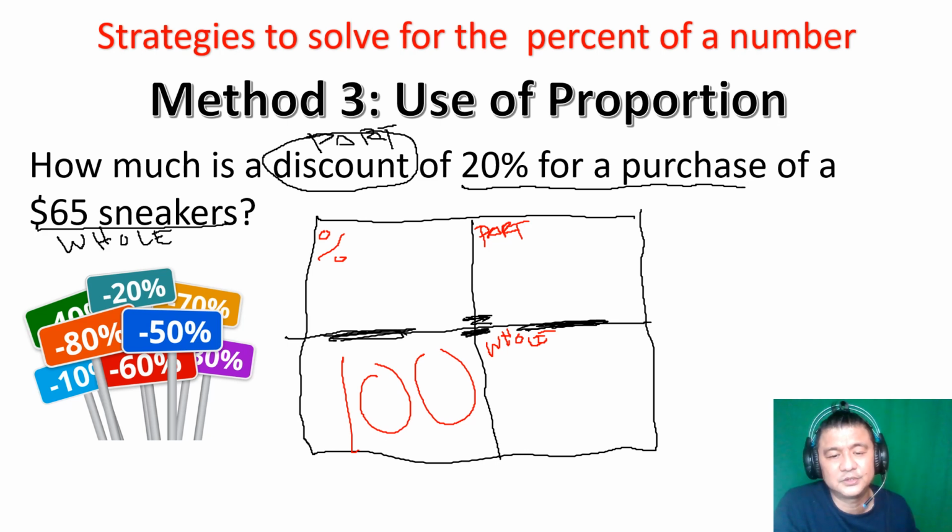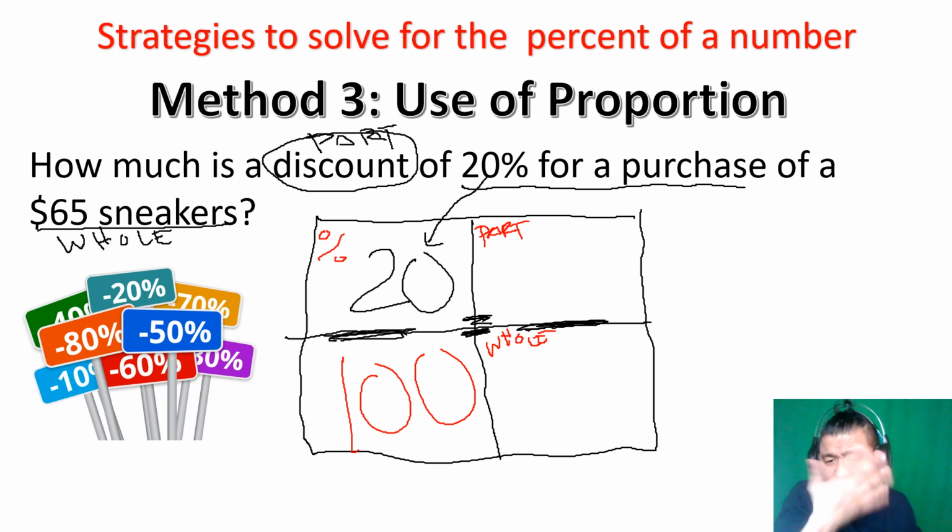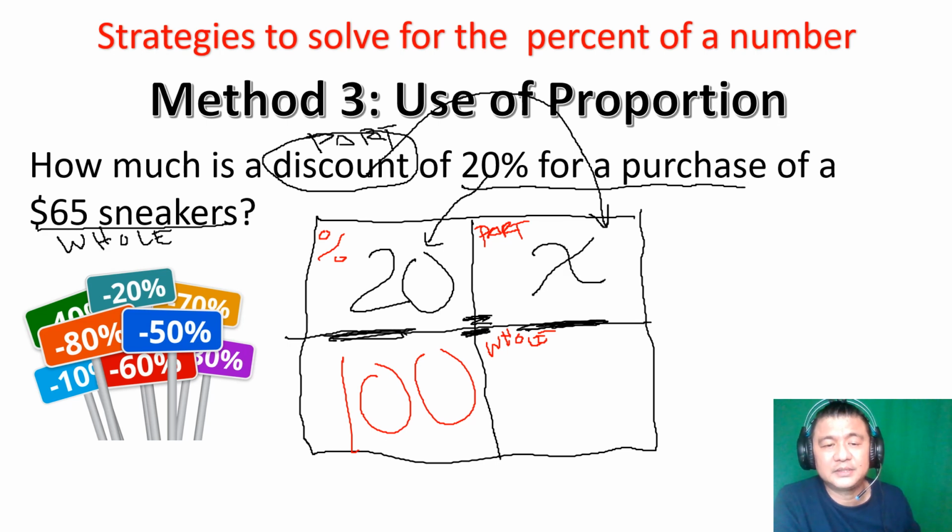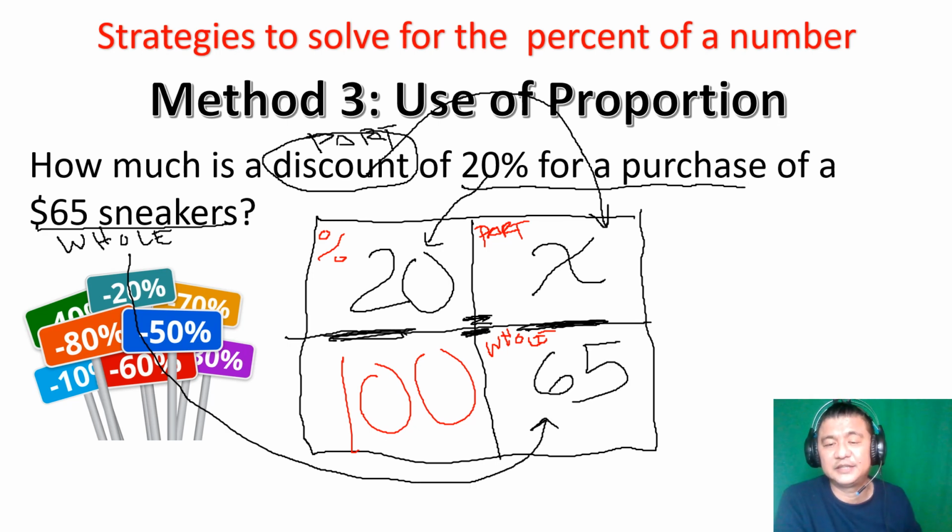So, if you look at the given problem, 20% is this one. You're just writing a fraction. That 20% is 20 over 100. Now, that should be equal to something. What should it be equal to? The part. I don't know what that part is. That's what I'm going to save, so this is the X. But I'm going to get that money from which whole? That whole is this one, 65. Just plug in the numbers that you need.